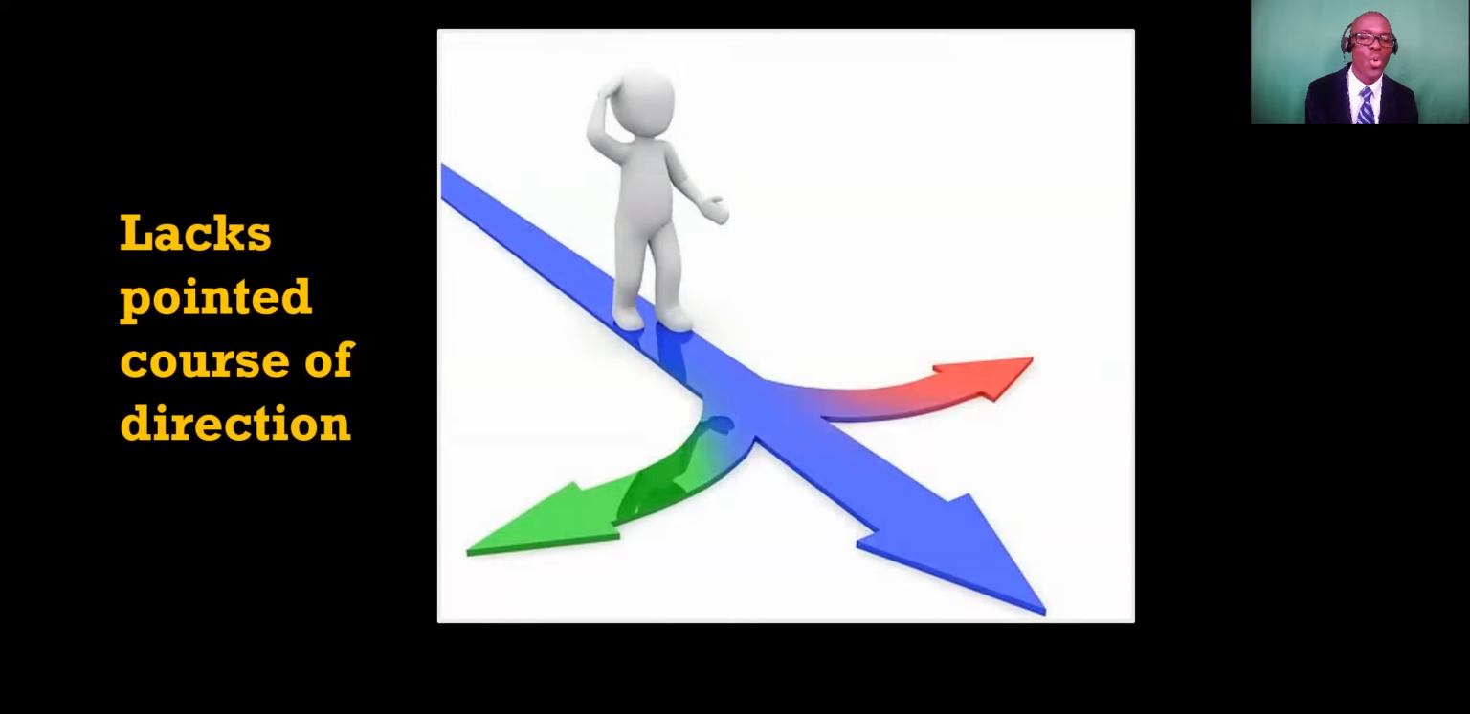Lacks a pointed course of direction. So if there are certain situations where a pointed course of direction is needed, shared leadership lacks that pointed direction. This leadership style may not work in situations where group members need more pointed direction or are less likely to take the initiative.